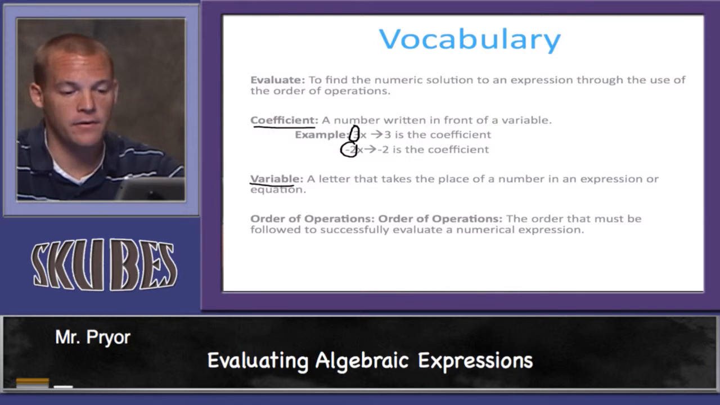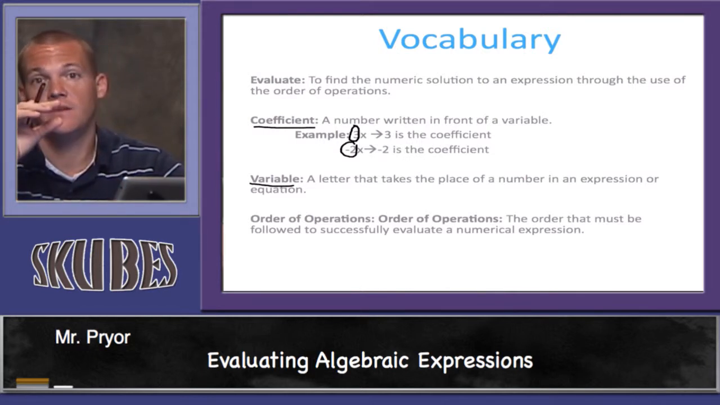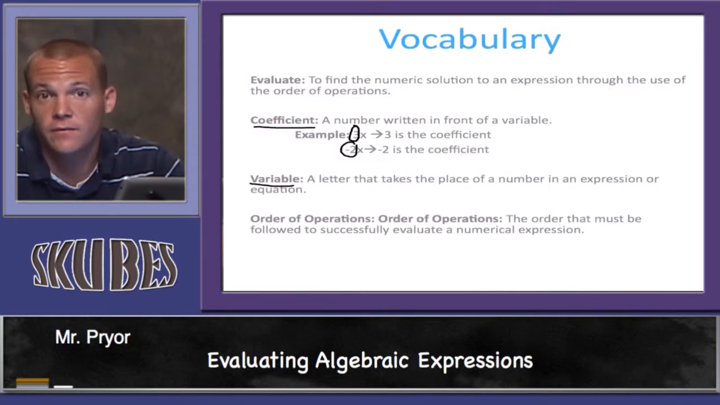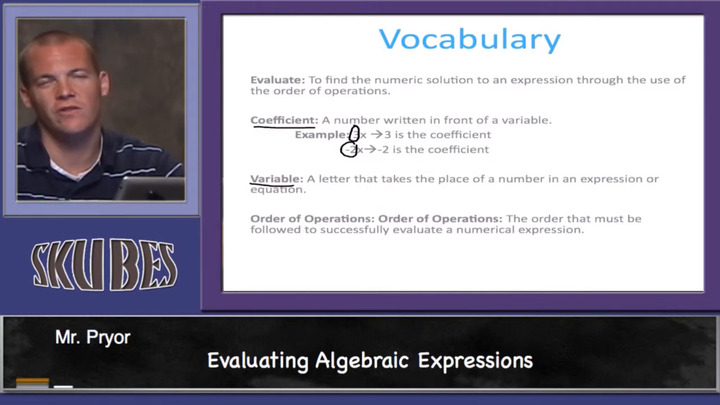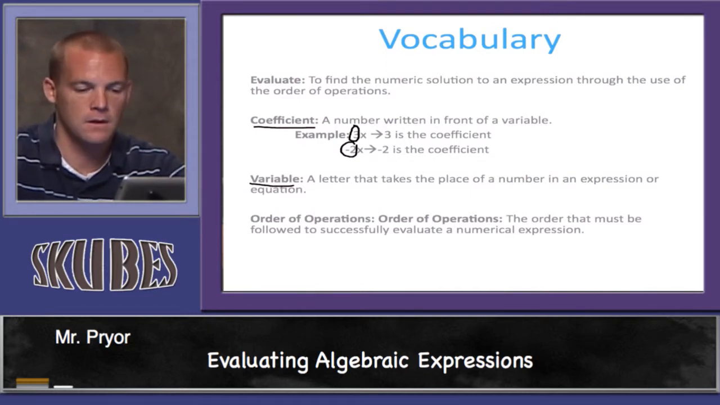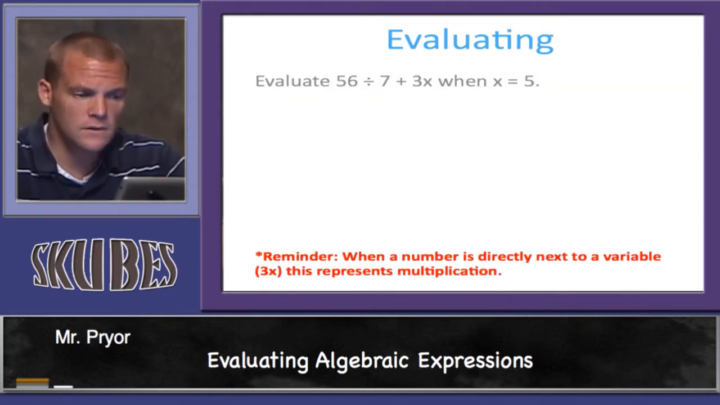And then the order of operations. The order of operations is the order of math operations that you need to take in order to completely and successfully finish a math problem, usually an expression. Equations, you kind of use the opposite of the order of operations. So we use order of operations when evaluating expressions. All right, so let's take a look at some examples here of evaluating.